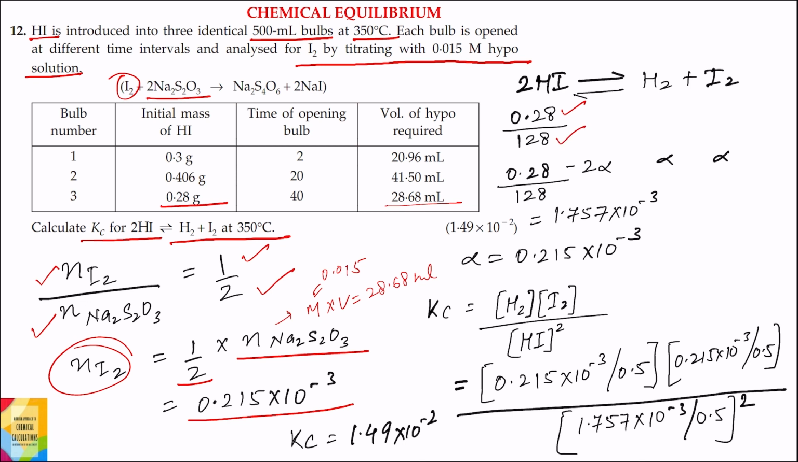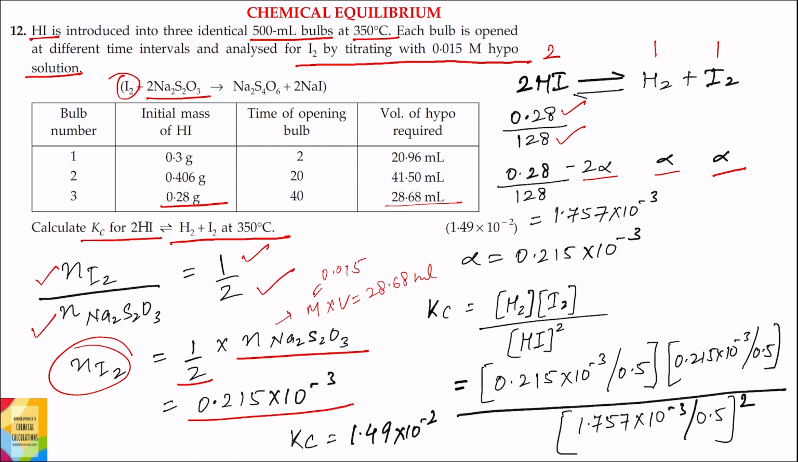Now if the degree of decomposition of hydrogen iodide is alpha, then 2 moles of hydrogen iodide decomposes to form 1 mole of hydrogen and 1 mole of iodine. Therefore 2 alpha moles of hydrogen iodide will decompose to form alpha moles of hydrogen and alpha moles of iodine.